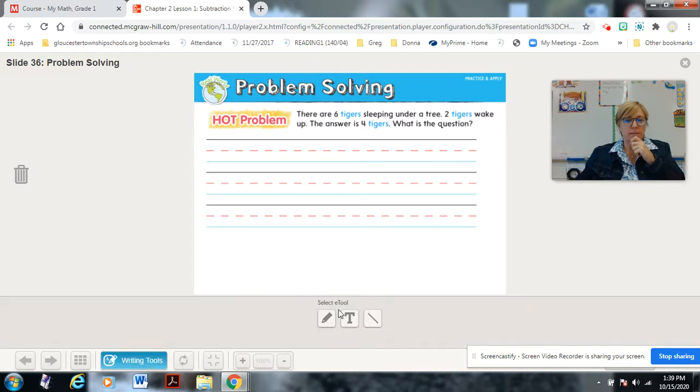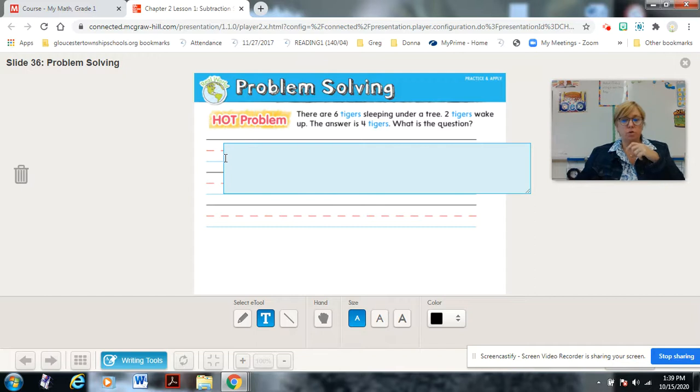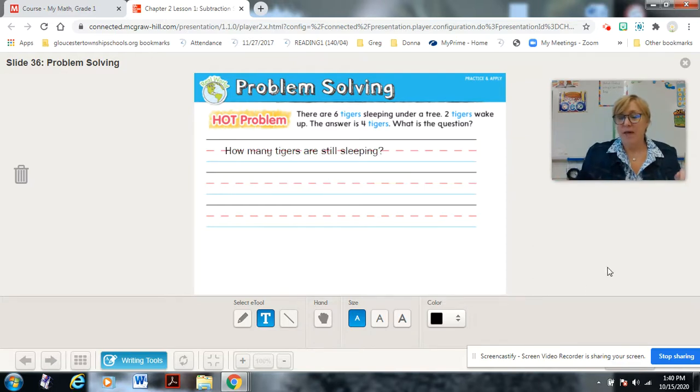So let's see. That's right. Here it is. They are asking, how many tigers are still sleeping? Yep, that's what it is. And much of the time, not always, but much of the time, you can find out what the question is by looking at the first sentence, because they told us there were 6 sleeping and 2 woke up. So that is the question. How many tigers are still sleeping? The answer is 4 tigers.